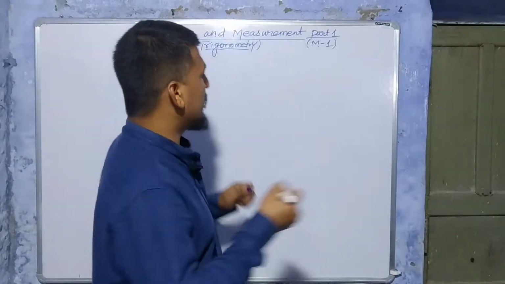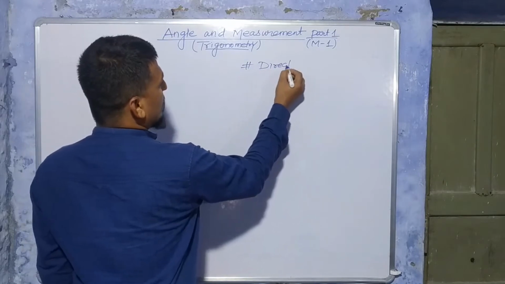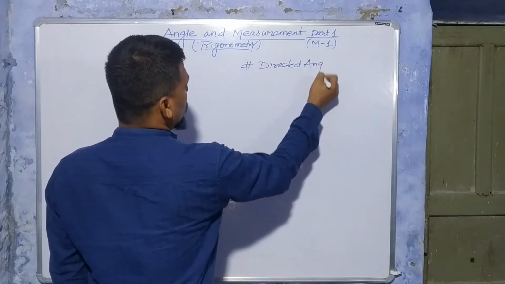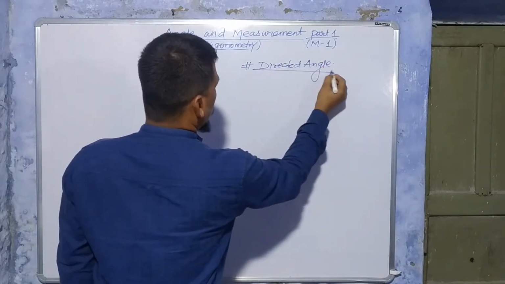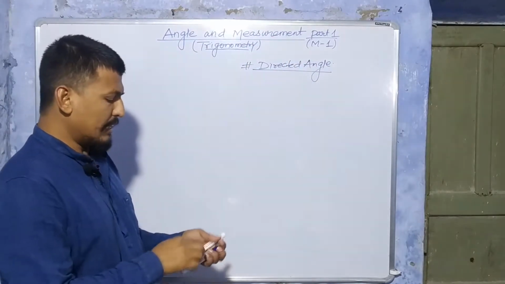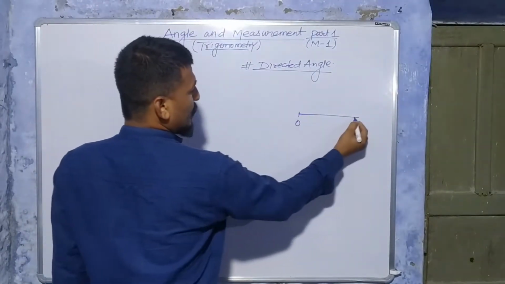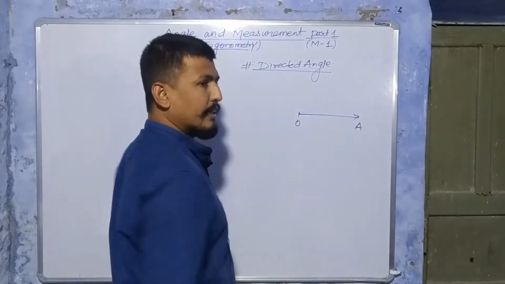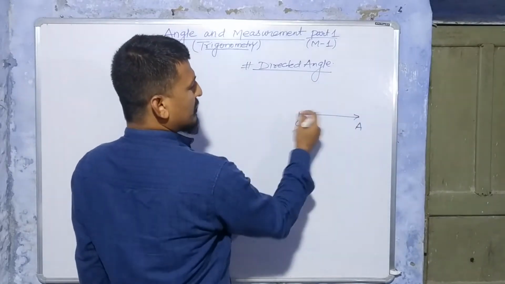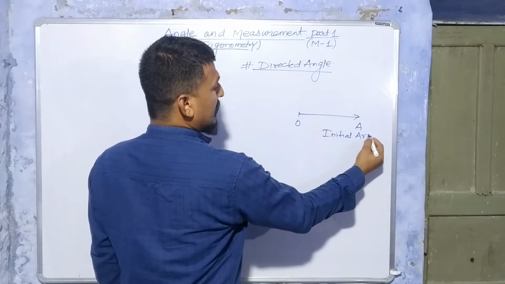So the first topic we'll see is related to directed angle. Now, what is a directed angle? See here, suppose this is a ray OA. This is the initial arm.